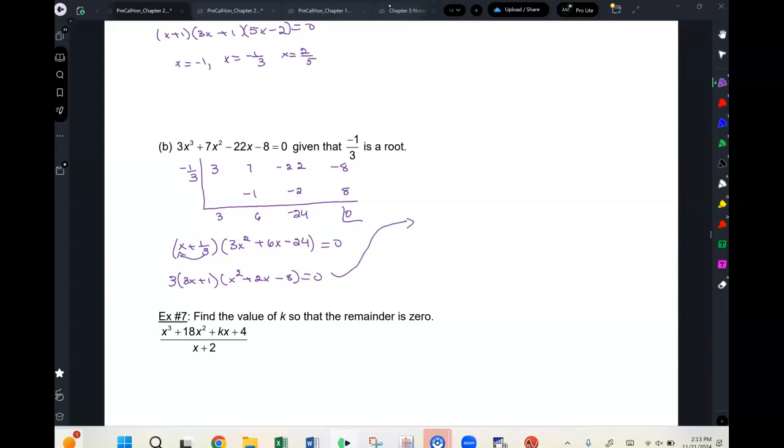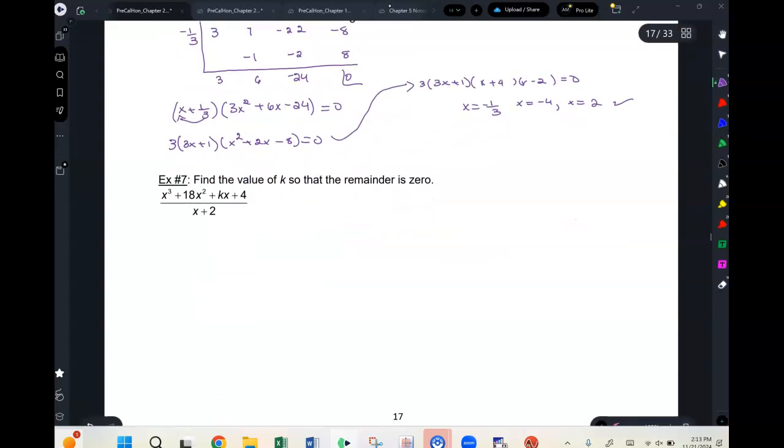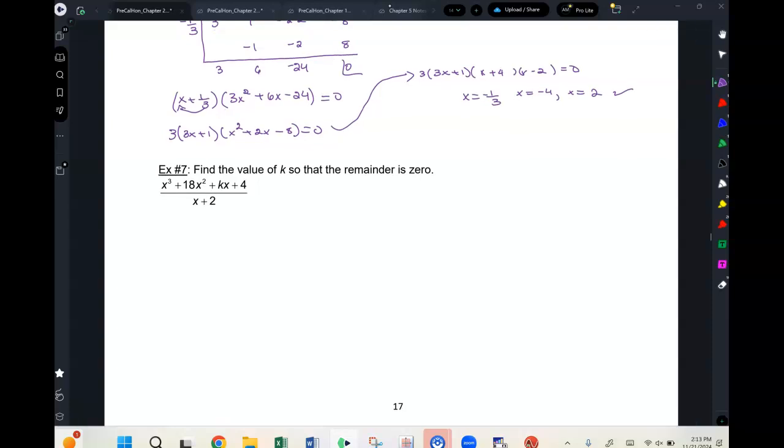Let's come up here. 3x plus 1. What is this? x plus 4 minus 2. So x equals negative 1/3, negative 4, 2. Fabulous. Okay? A lot of this we did in Algebra 2.